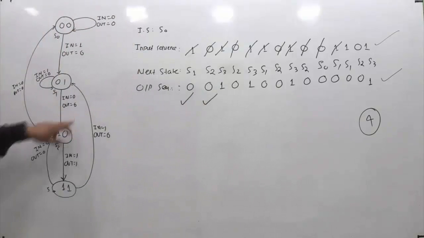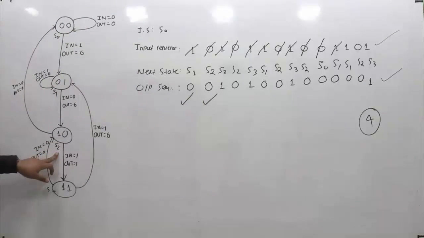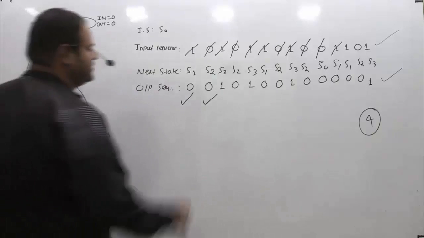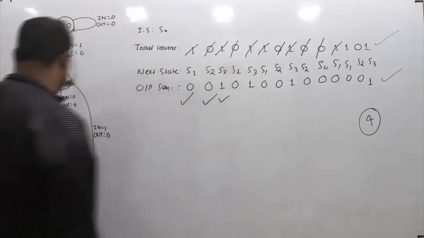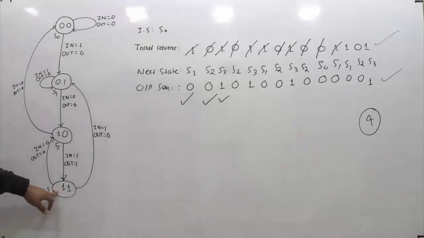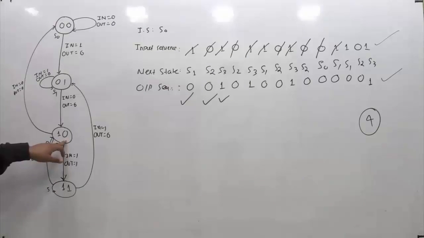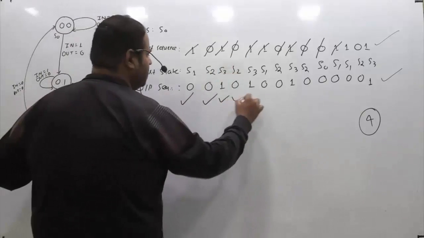Next, you are at S2. Now you are giving the input 1. If you give input 1, it is going from S2 to S3 with output equal to 1. So now you are at S3. The next input is 0. Next input is 0 means it is moving to S2 with output equal to 0.